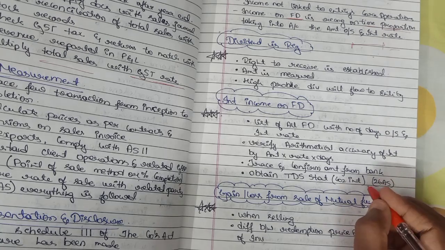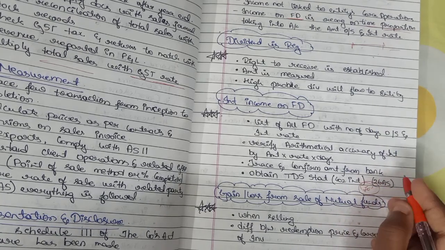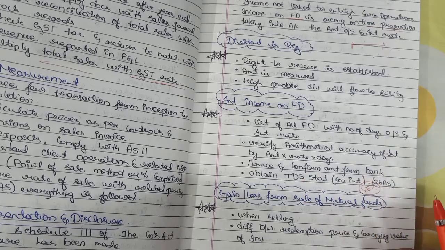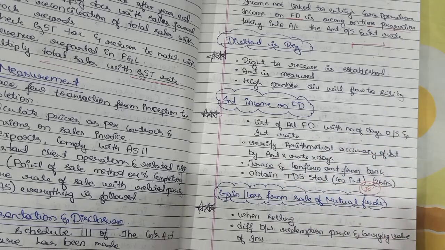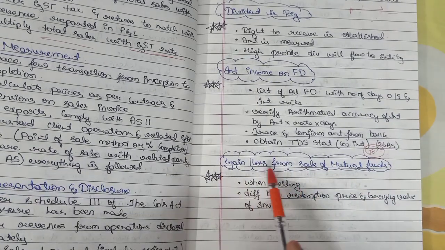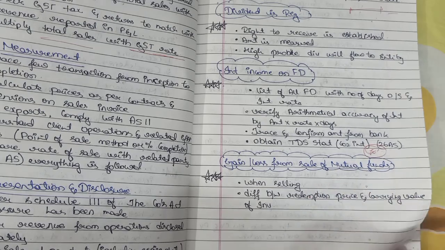That is what? You'll be getting only 70%, right? 30% will be deducted as TDS. So we can know on that basis also if the interest amount has been recorded properly or not. Gain or loss from sale of mutual funds: when selling, the difference between redemption price and carrying value of investments.